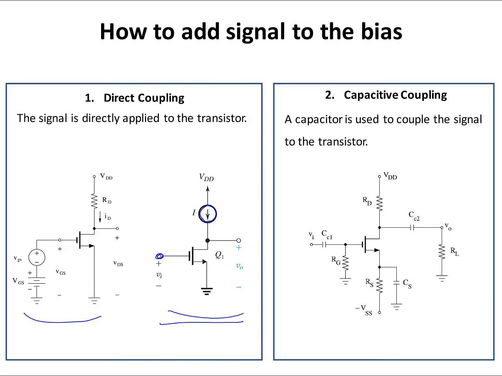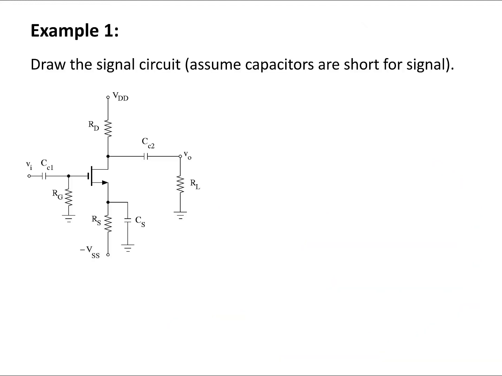The second way of applying a signal to the amplifier circuit is called capacitive coupling, in which a capacitor is used to connect the signal source to the amplifier circuit. So VI is connected to the rest of the circuit using this capacitor, and this is called capacitive coupling. Let's use all that we learned so far to draw the signal circuit for this example amplifier circuit using a MOS transistor. Because we are drawing the signal circuit, we are going to remove all the DC component, or the bias component, of this circuit.